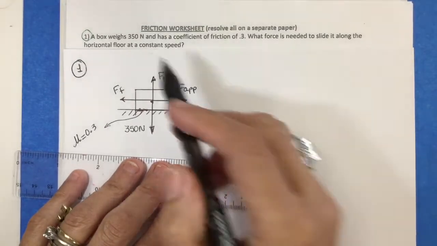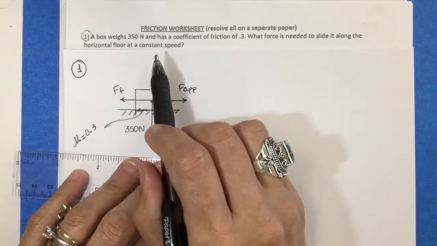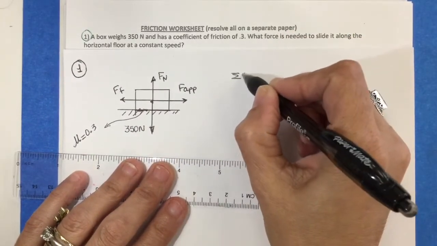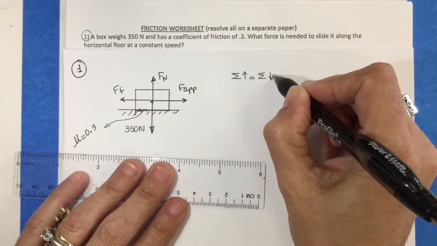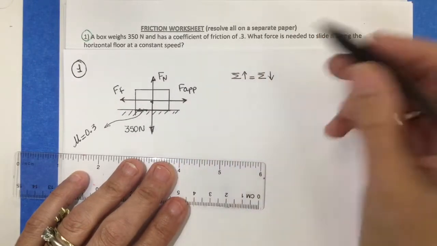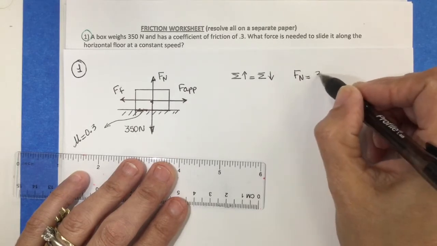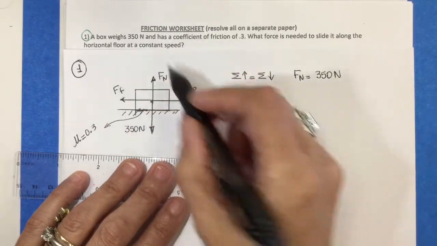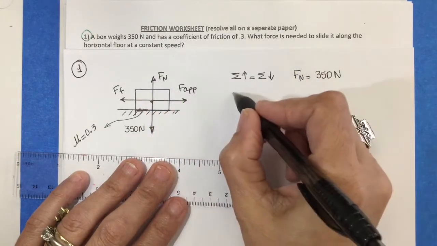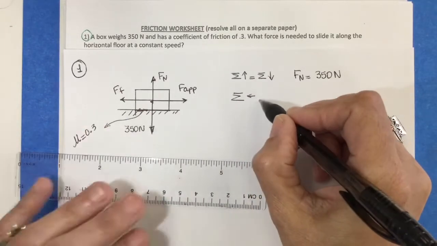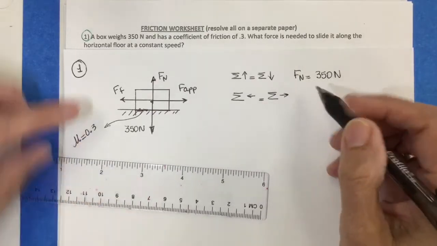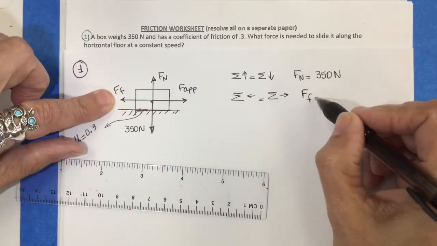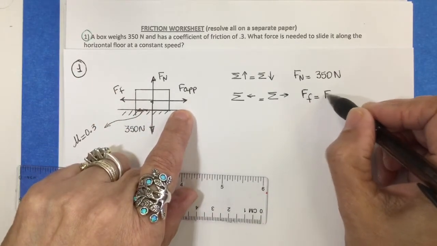So now, this statement that says constant speed is really helpful to solve this problem, because we can state that the sum of all the forces up is equal to the sum of all forces down. So what we have here, up, we have Fn is equal to 350 newtons. So the normal force is equal to the weight force. And also, because the system is in equilibrium due to the constant speed, the sum of forces to the left is equal to the sum of forces to the right. So the only force that I have on the left here is the friction force, and the force that I have on the right is the applied force.